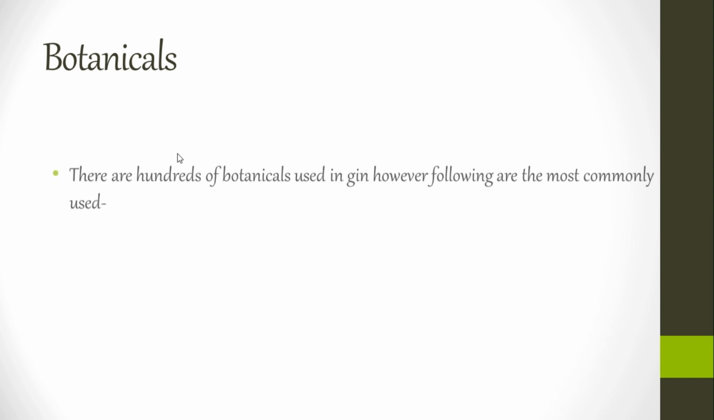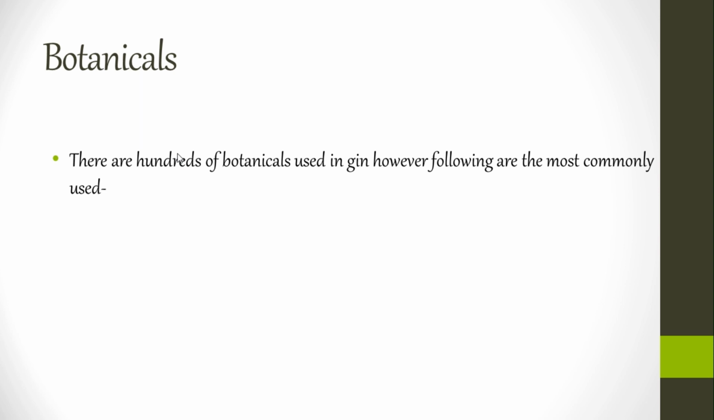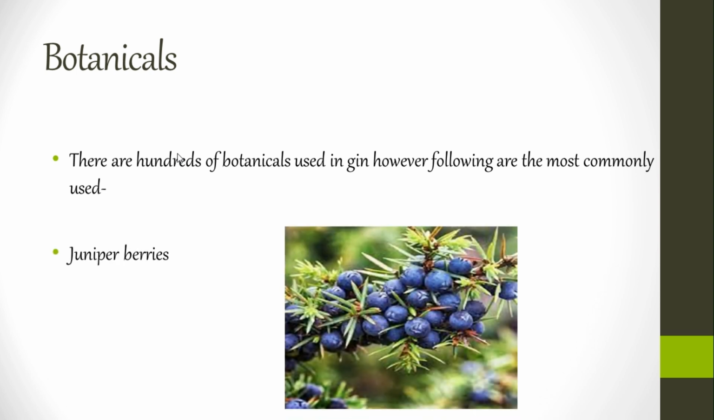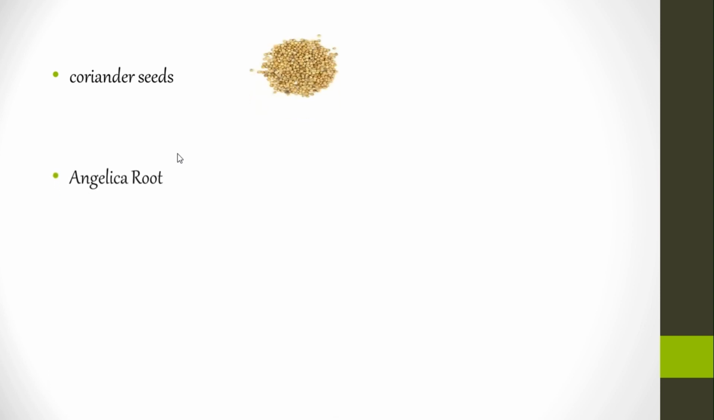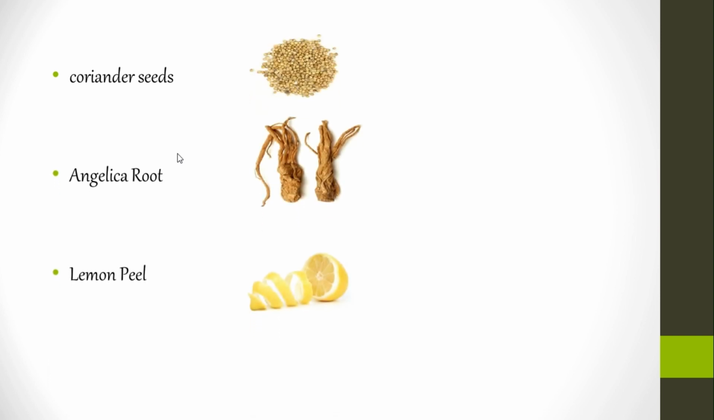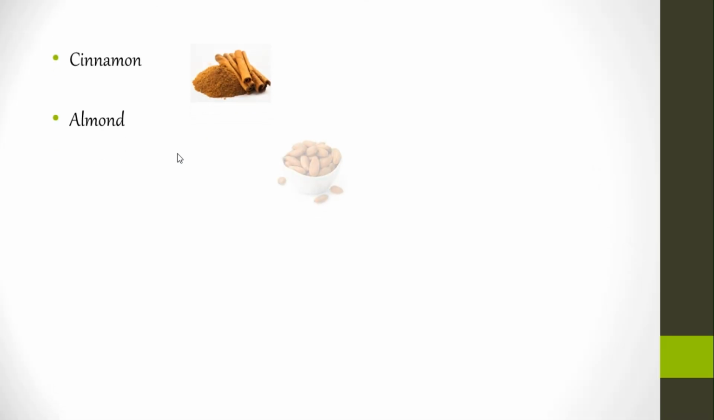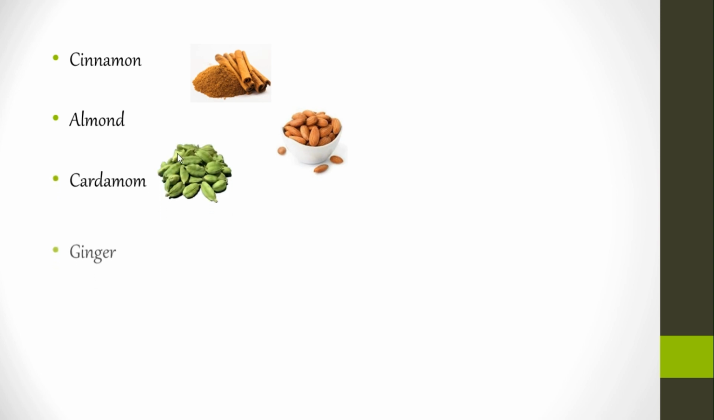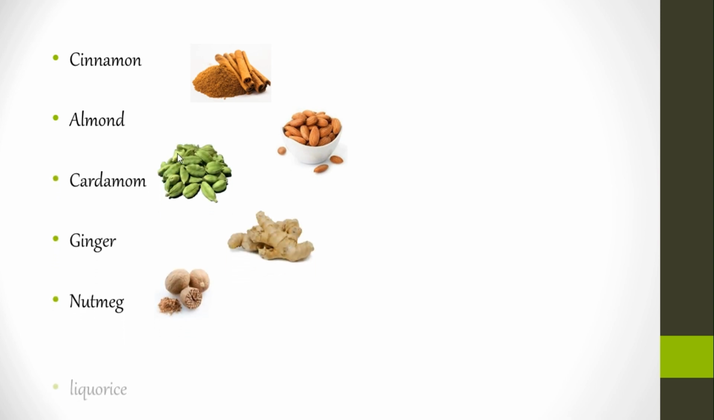Now let's see which botanicals there are. There are hundreds of botanicals used by different gin producers around the world. They make their own composition of these botanicals. So the primary botanical is juniper berry, as we stated earlier also. Other than this, the main flavoring agents in gin are coriander seed, angelica root, lemon peel, orange peel, cinnamon, almond, cardamom, ginger, nutmeg, licorice, etc. So these are the main flavoring agents in gin, the botanicals.